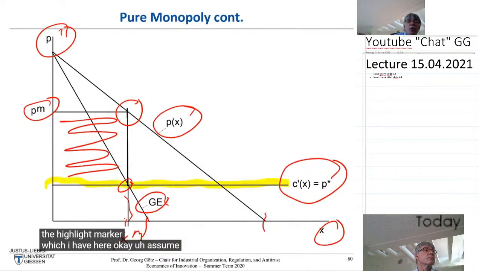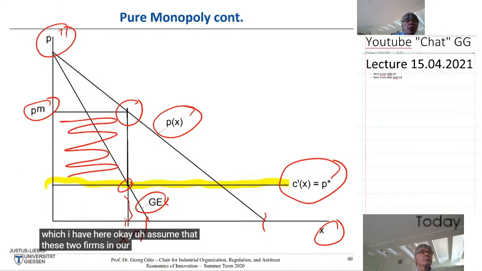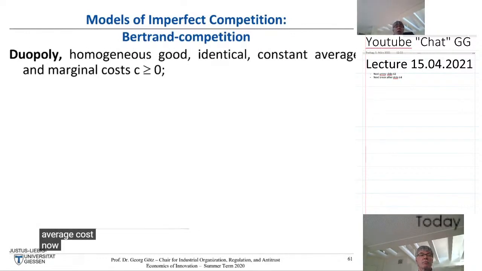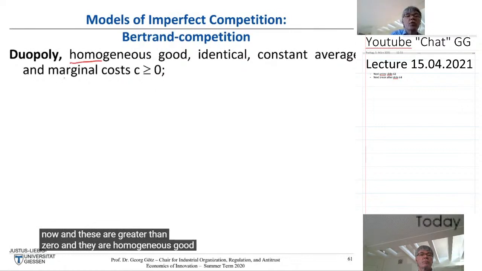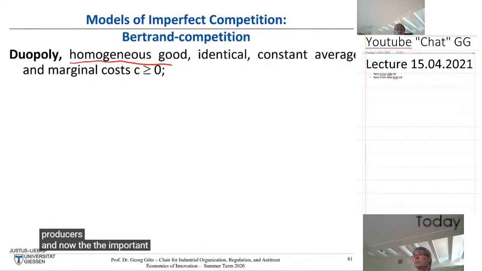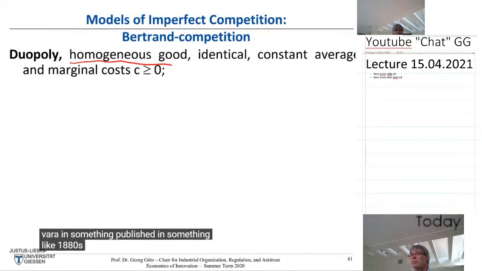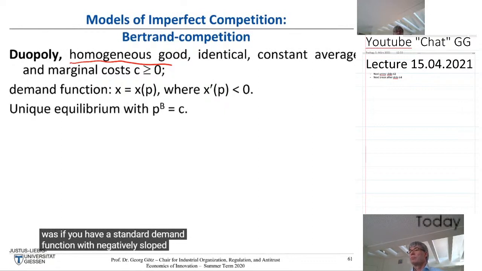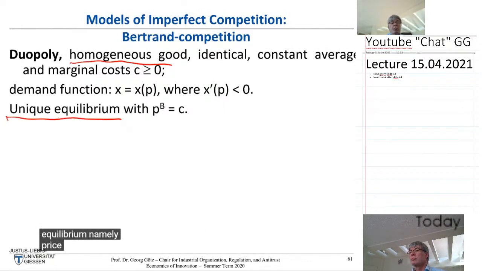Okay, assume that these two firms in our duopoly have this kind of marginal cost and no fixed cost, so this would also be the average cost. And these are greater than zero, and they are homogeneous good producers. And now the important insight of Joseph Bertrand, published in something like the 1880s, was that if you have a standard demand function with negatively sloped demand, you get a really weird kind of equilibrium, namely price equal to marginal cost, which is a unique equilibrium.